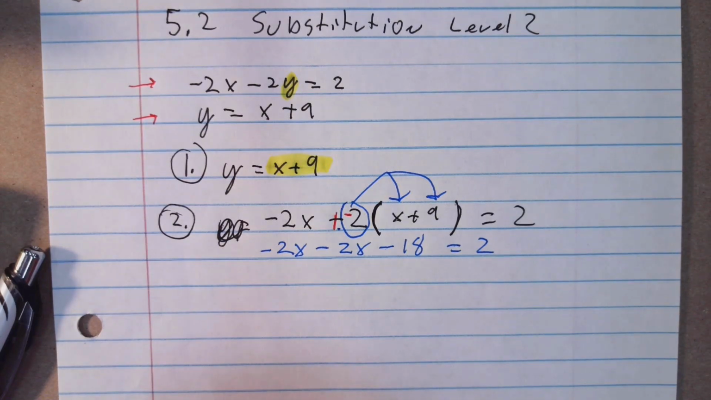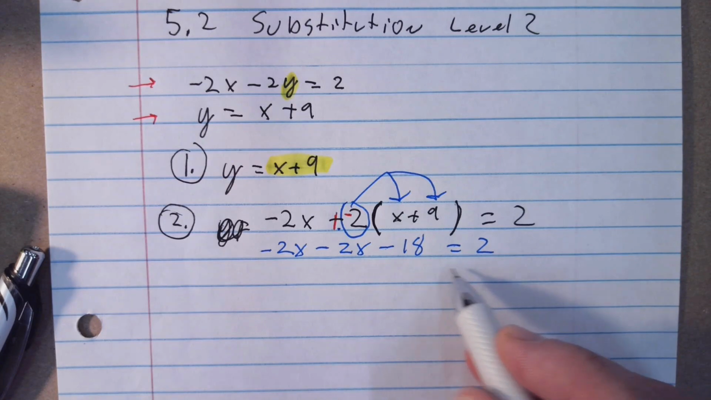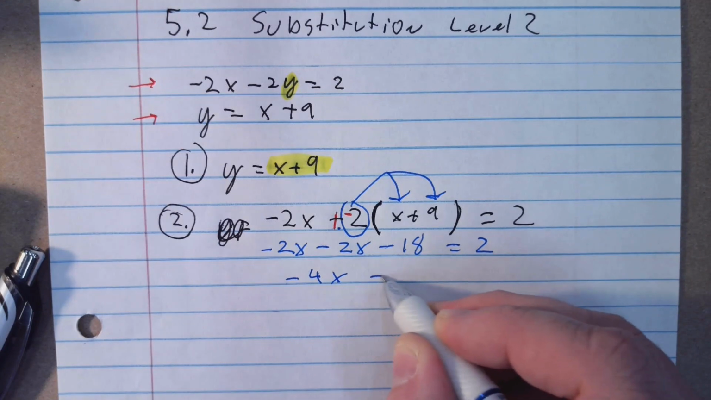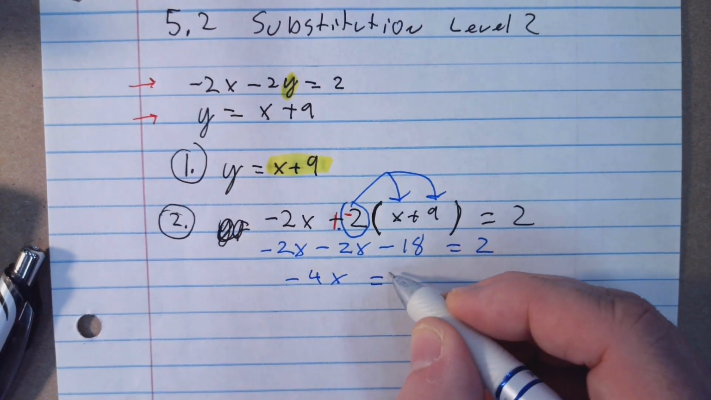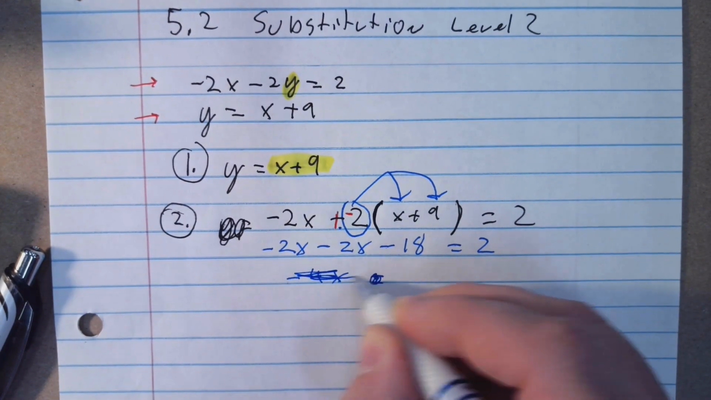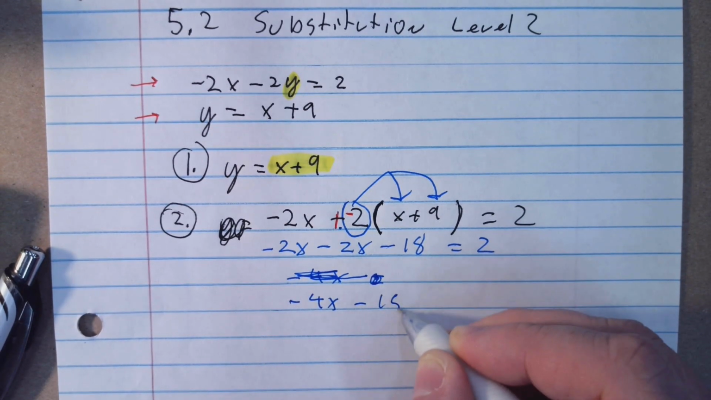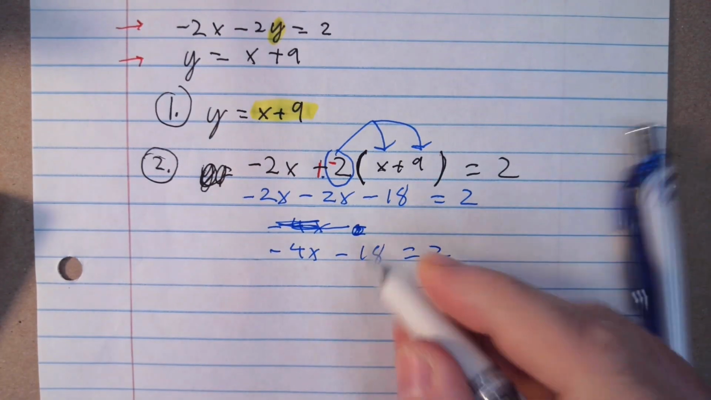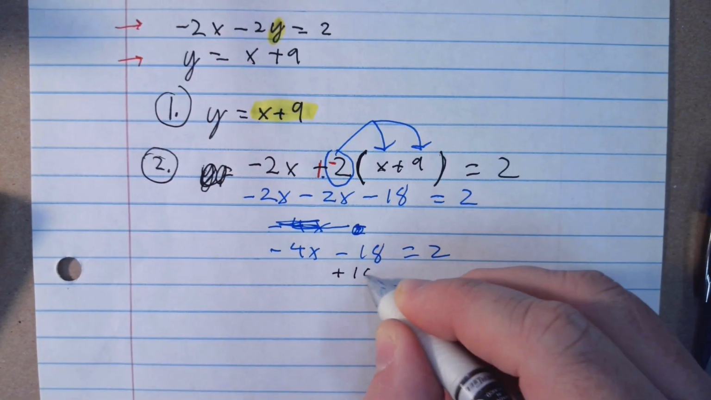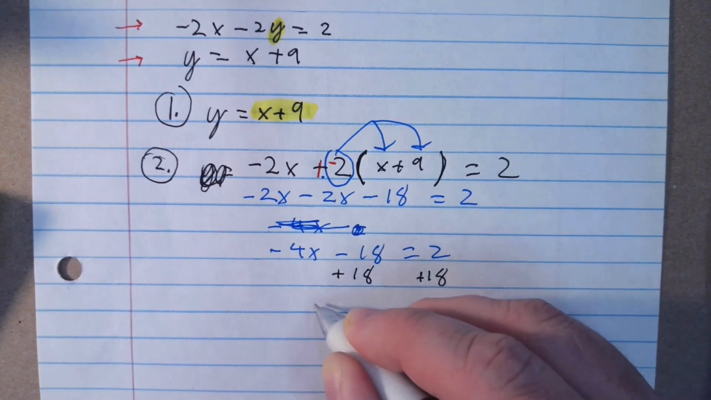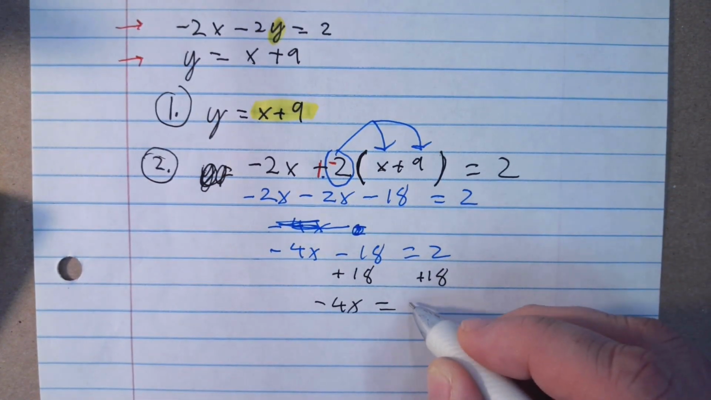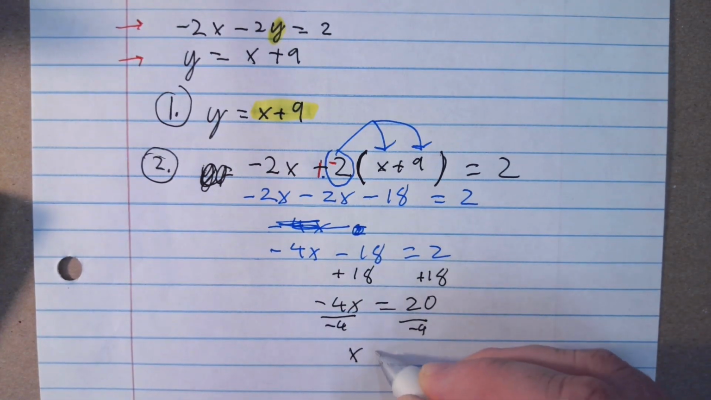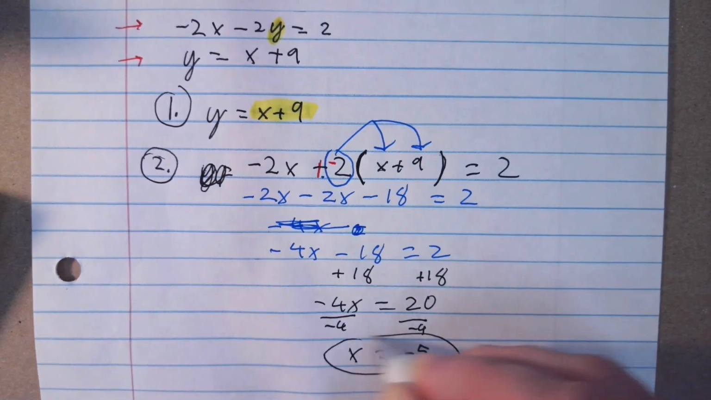Okay, I'm going to go ahead and combine like terms. Negative 4x equals, oops, doesn't equal. Negative 4x minus 18 equals 2. Here we go. We did okay that time. Plus 18, negative 4x equals 20, divided by negative 4. X equals negative 5. All right.